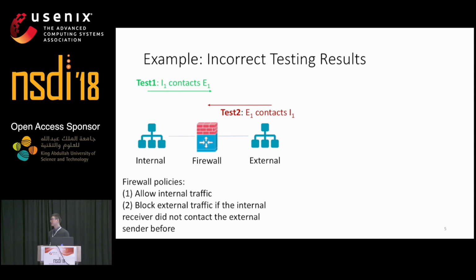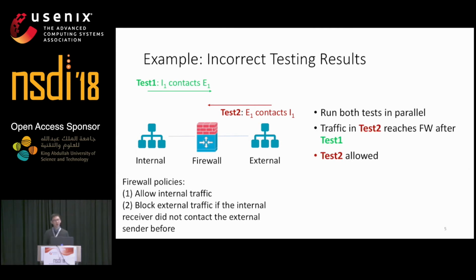According to the policy, test case 1 will always be allowed. If we run the second test case separately, this test case will be dropped according to the second policy. However, if we run them in parallel, something bad would happen. In particular, if the test trace in the first test case reaches the firewall before the second test trace, then there is a chance that the traffic in the second test trace will be allowed according to the policy.